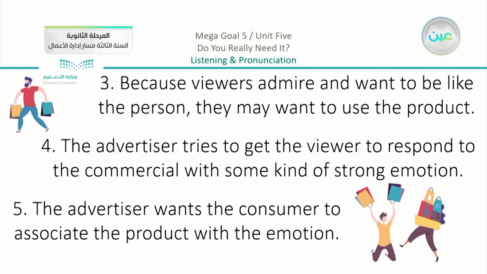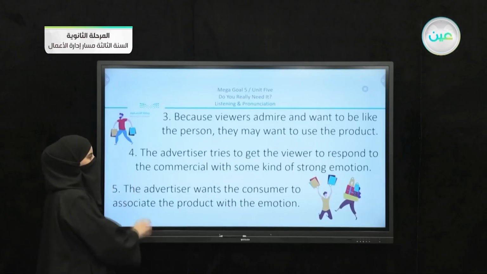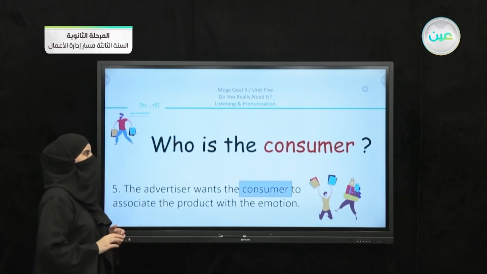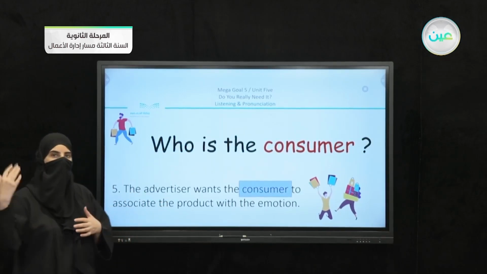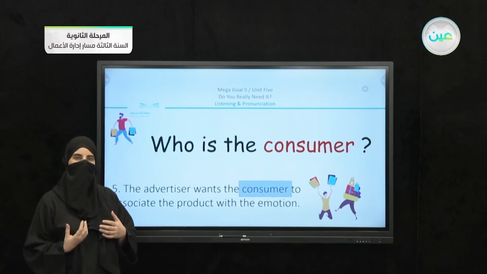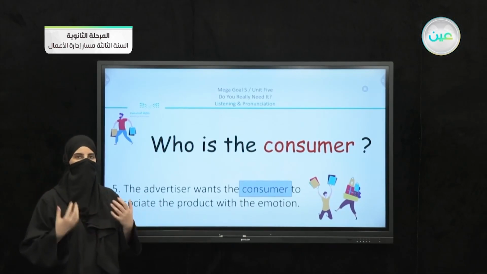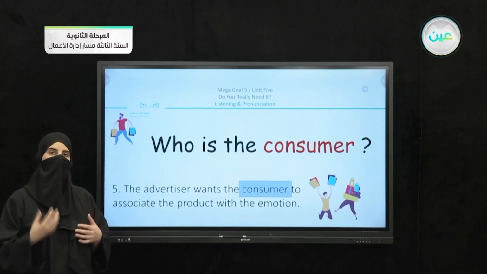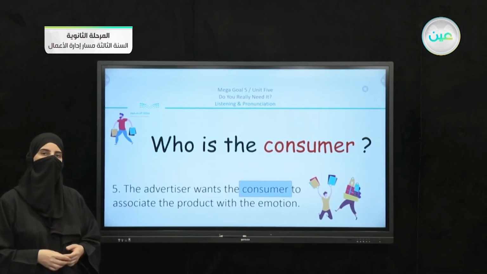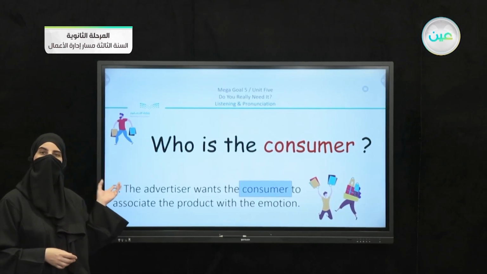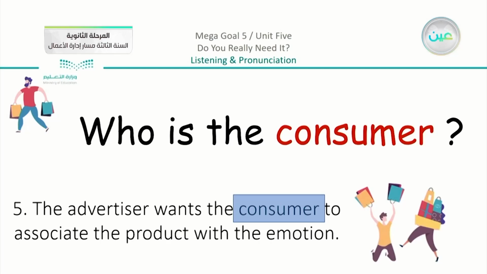So you can see how the "to" was pronounced in all the sentences that we have, and now you can link together all the previous pronunciation lessons that we studied. You can join them all together and use your pronunciation more often to make it more fluent. Now we had something mentioned about a consumer. So who is the consumer? Here in this sentence, which is number 5 in your book, we have: the advertiser wants the consumer to associate the product with the emotion.